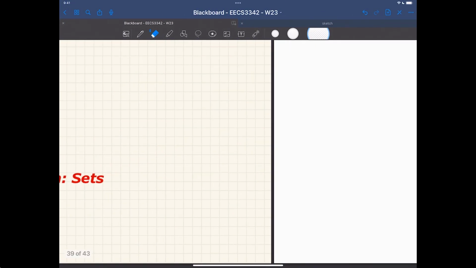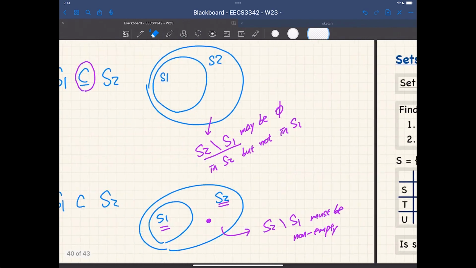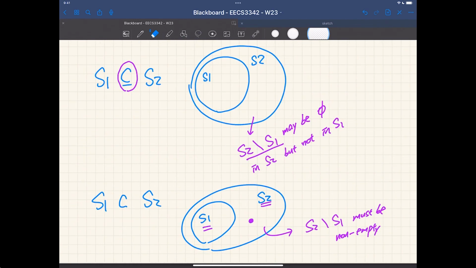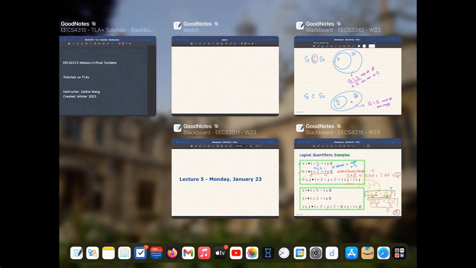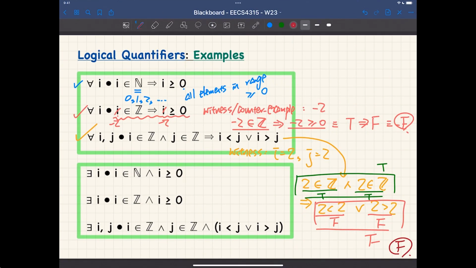Yes, absolutely. Oh, sorry. Oh, what did I do? Sorry, somehow I went to the wrong slide. I'm not too sure why. Okay, a witness, guys, bear with me, almost done. Witness over here will be just 0. So 0 is a member of natural number is true. And 0 larger than or equal to 0, right? You're going to get true and true. So it's going to be true.